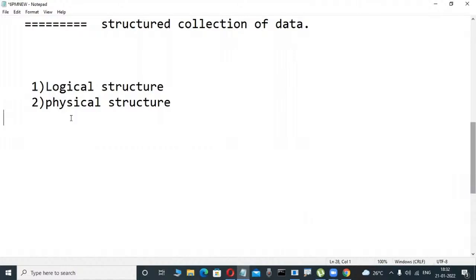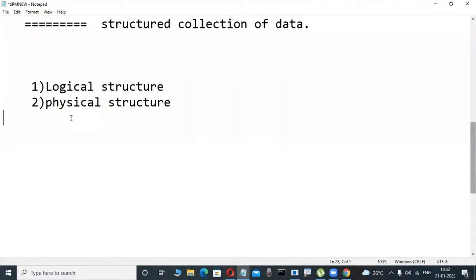Very good. Logical structure. Some fellows are telling logical structure only. Yes, I am also working in a logical structure. You are also working in a logical structure. You, a Java or .NET front-end programmer, are also working in a logical structure. I agree, the logical structure of the database. But what is that logical structure?